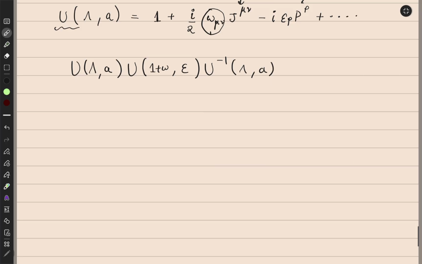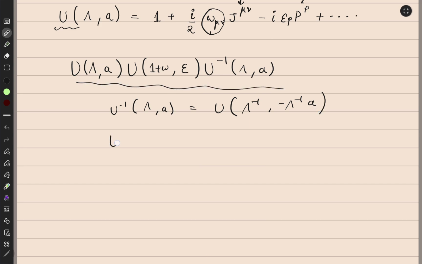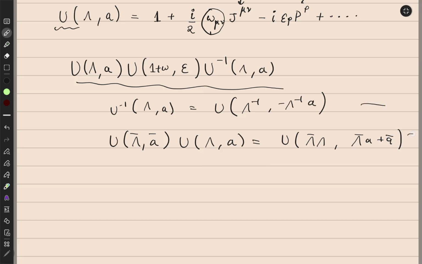Okay, so we can look at this, and since we found earlier that the inverse of any U(lambda, a) is just the non-inverted U matrix, but with lambda inverse and space-time translation lambda inverse acting on a. From this information, we can resolve this whole thing. Also, we saw that U(lambda bar, a bar) followed by U(lambda, a) was just U(lambda bar lambda, lambda bar a plus a bar). So from these two things, we can try to simplify this, and it simplifies a lot.